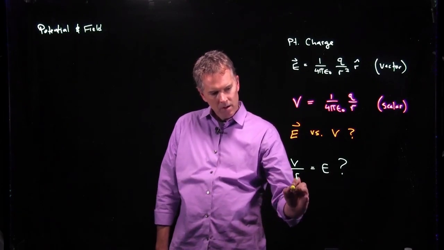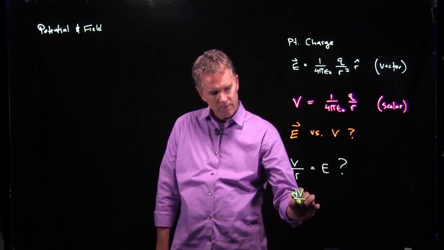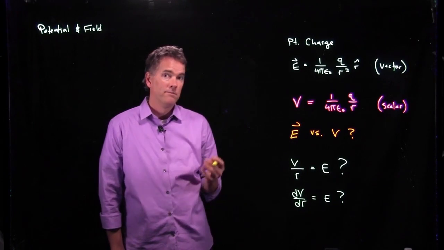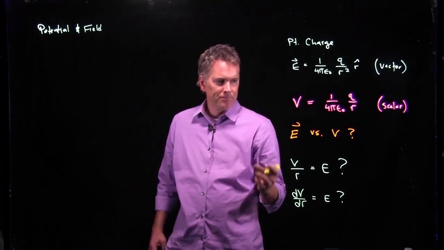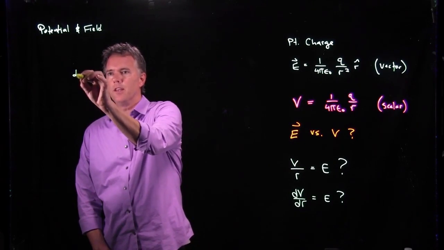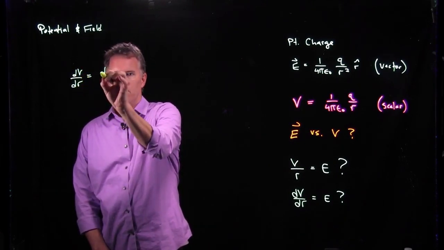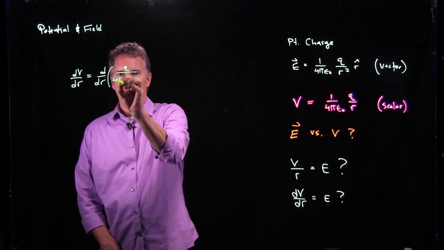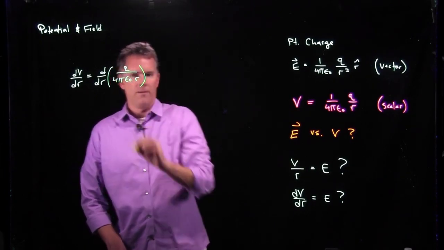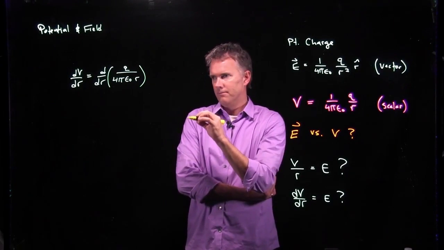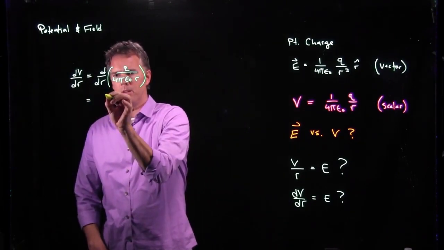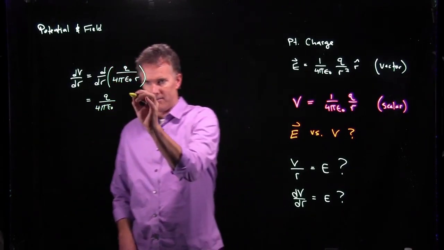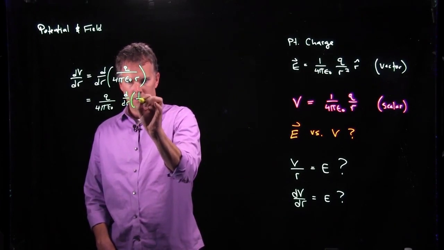What if instead we did a derivative? Does that work out? Let's try it. All right. V is this. So dV/dr is the derivative of Q over 4 pi epsilon naught r. All right. I can move some stuff outside of the derivative because it's a constant. Q over 4 pi epsilon naught, that's no problem. And then I just have the derivative of 1 over r.